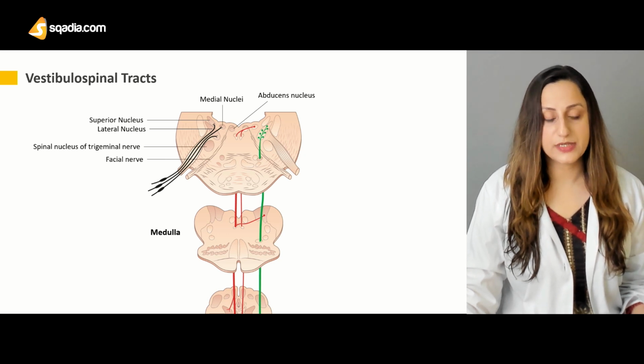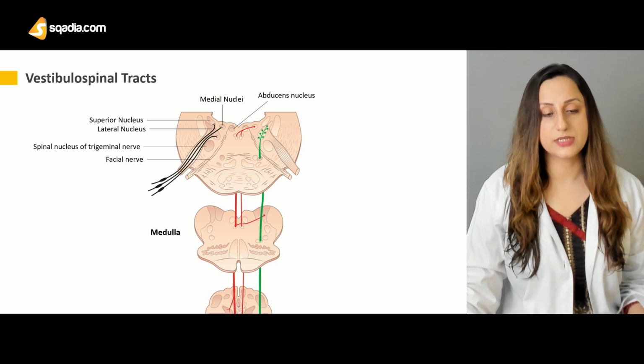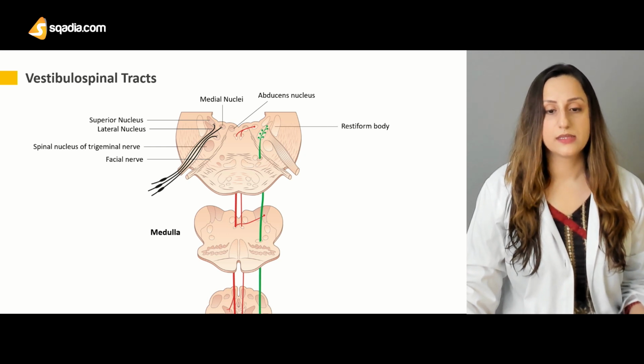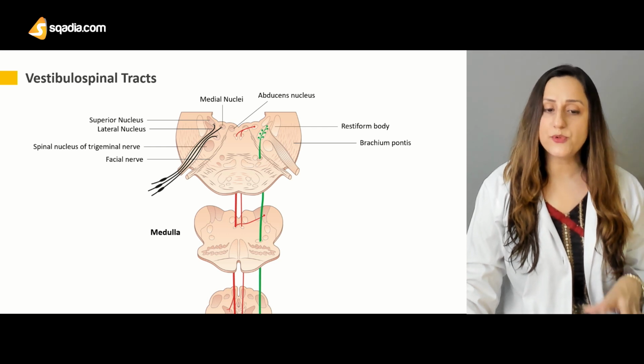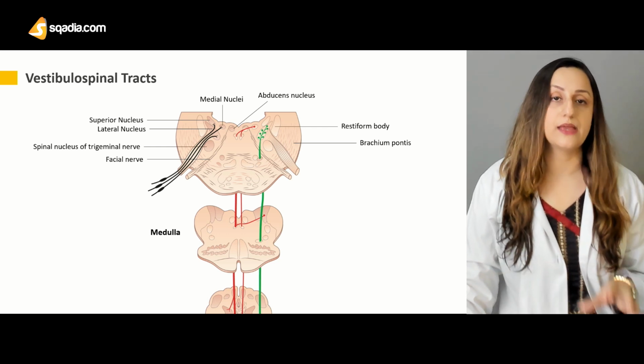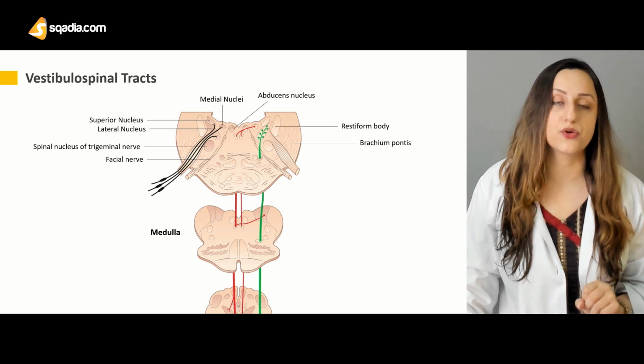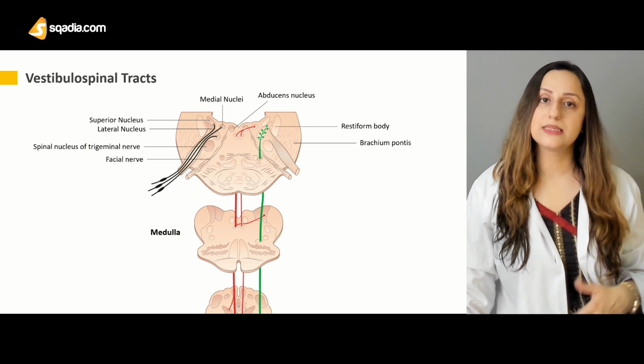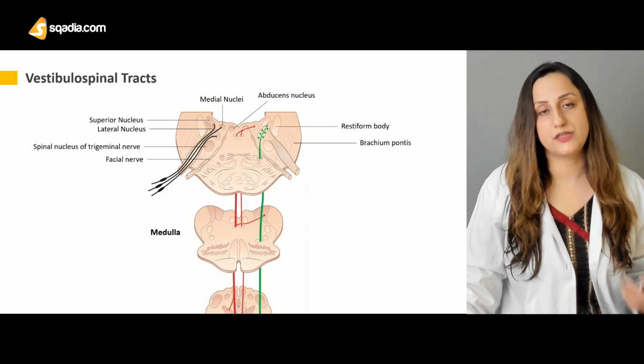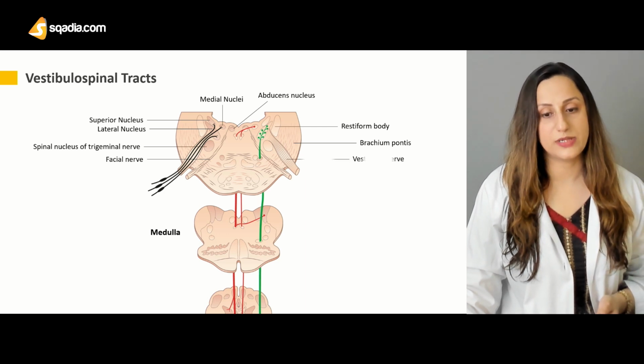And the facial nerve is basically lying medially to this particular fasciculus. This is the restiform body, and then we have the brachium pontis. Remembering these close relations is very important, because damage to any of these structures can indirectly affect the functions of these pathways as well.